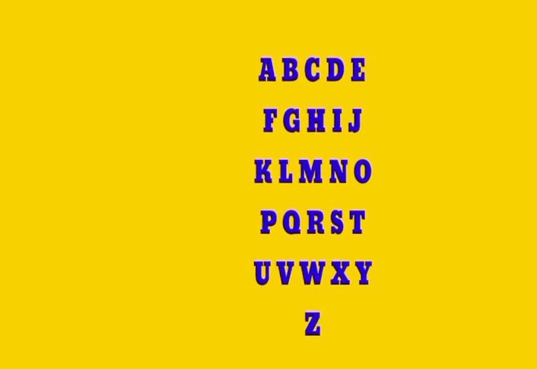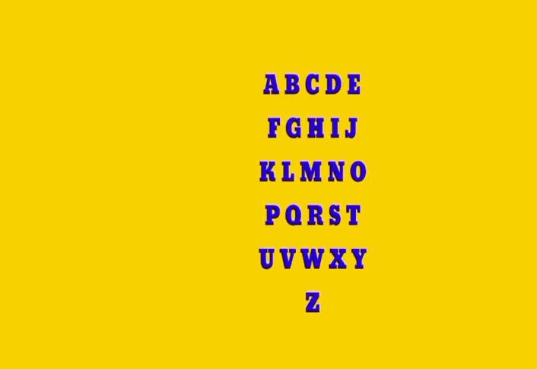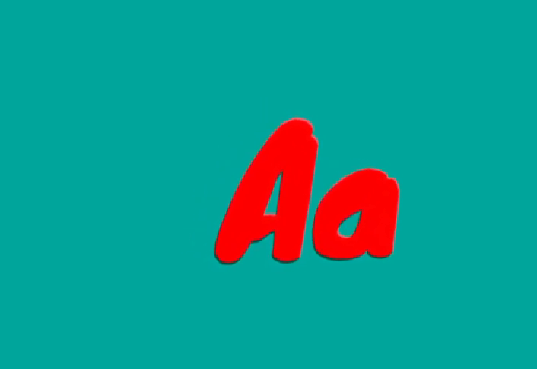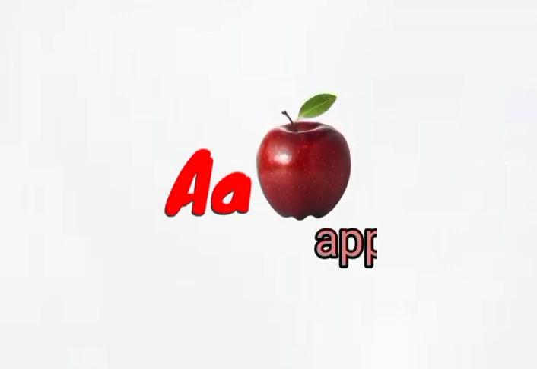Today we learn English alphabets A to Z. Let's start. The first letter is A. A is for apple.